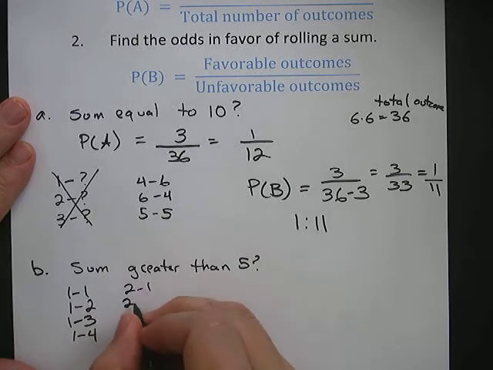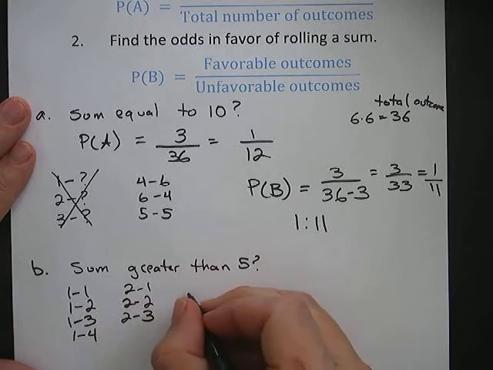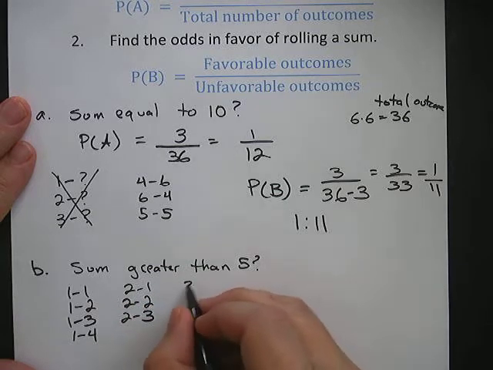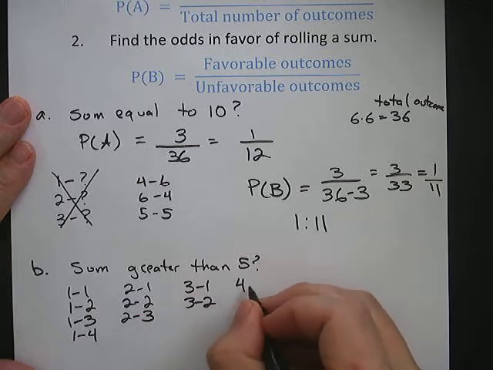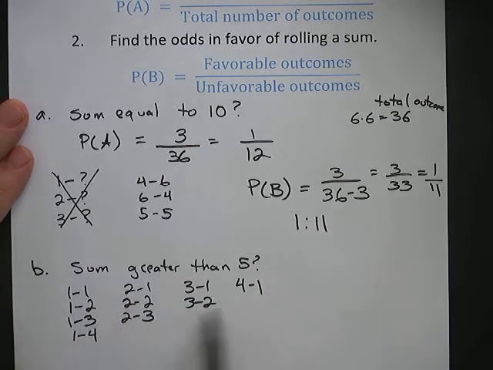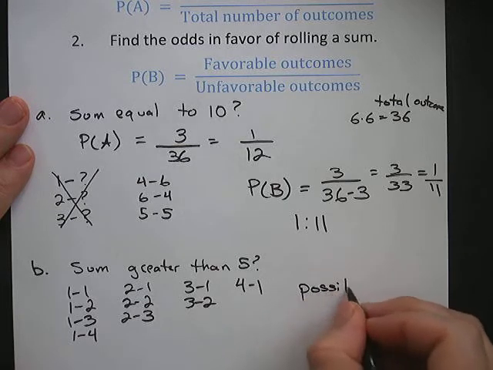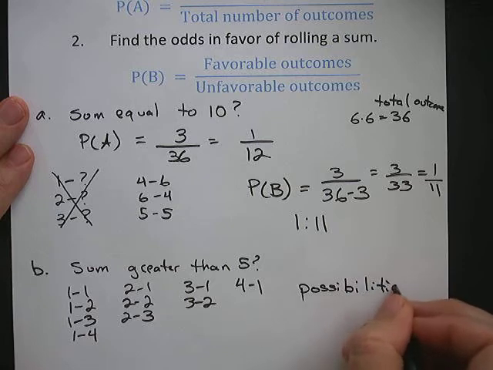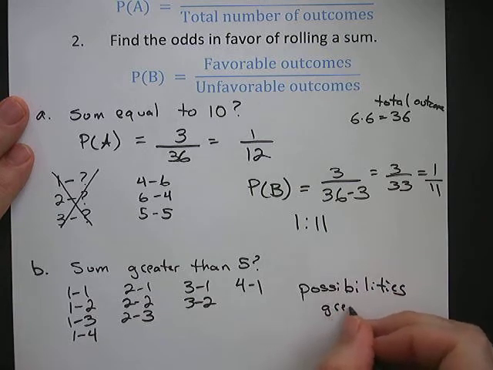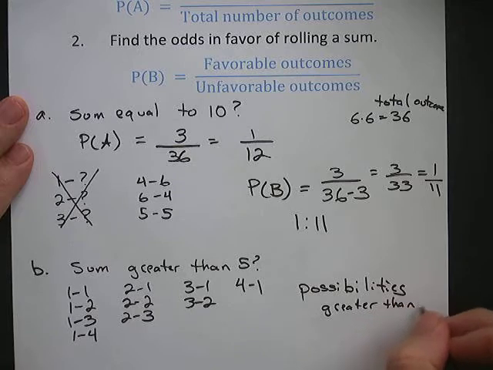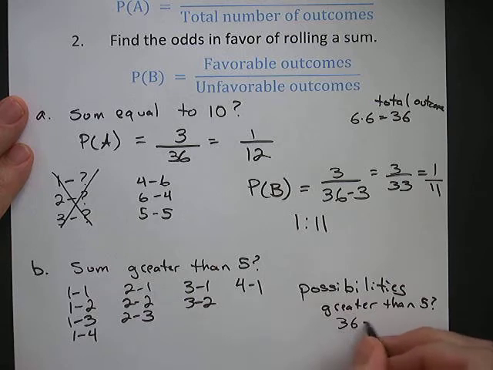2, 1, 2, 2, 2, 3. All those are less than or equal to 5. 3, 1, and 3, 2, and 4, 1. So these are your possibilities that are less than or equal to 5, and there's how many? 10. Okay, so how many possibilities are greater than 5? Well, if we know there's 36 and there's 10 of them that don't work, 36 minus 10 equals 26. So there's 26 favorable outcomes.